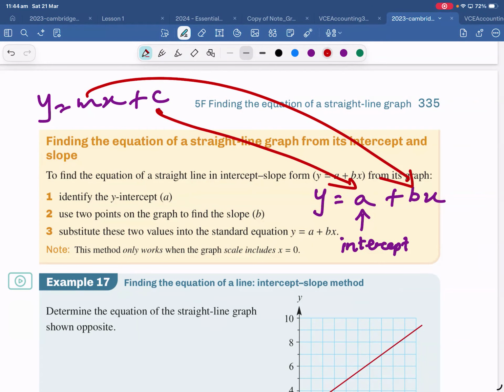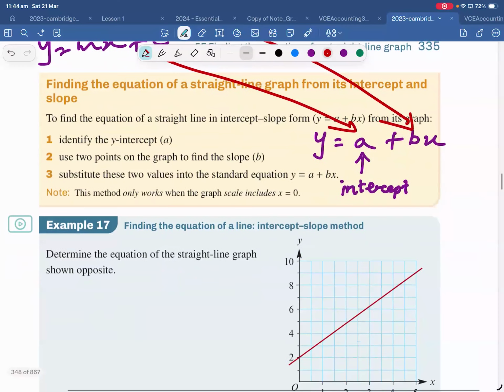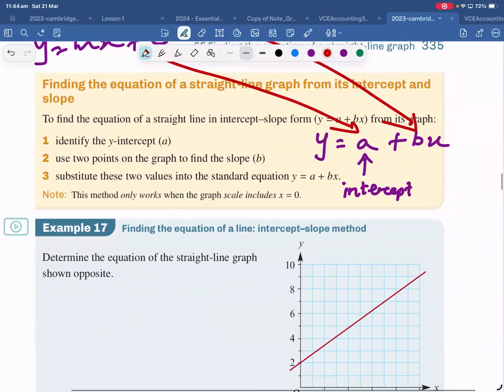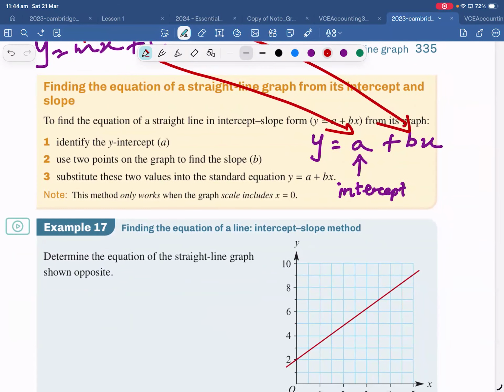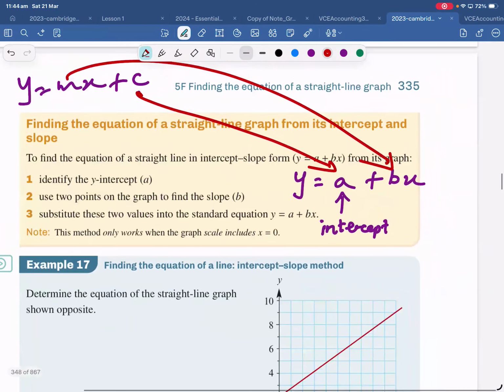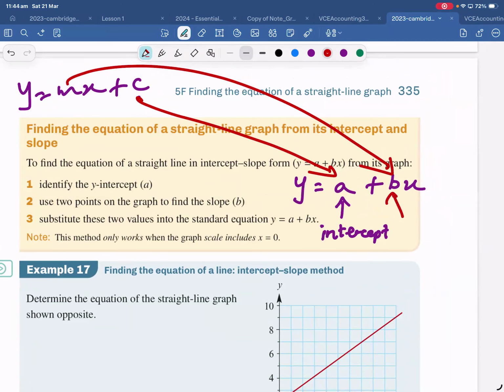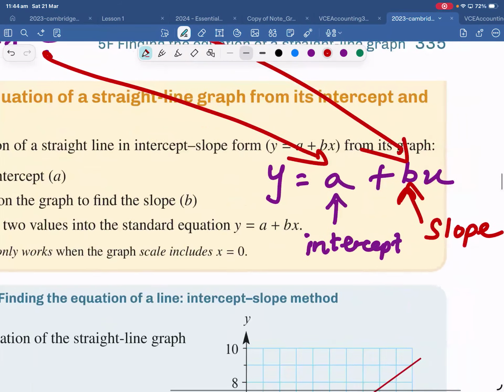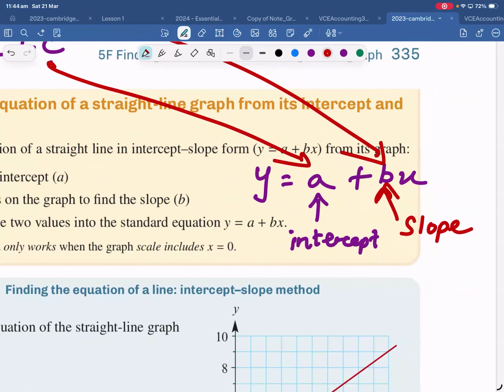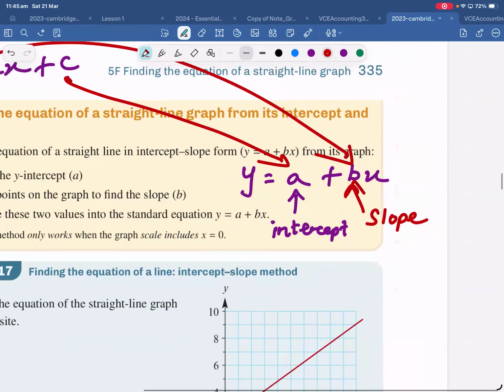What do you mean by intercept? Intercept is the place where the graph touches the y-axis. And then the next one is b. What is b? b is the slope or the gradient. What is slope or the gradient? By how much the y value would change when the x value changes by 1 unit.